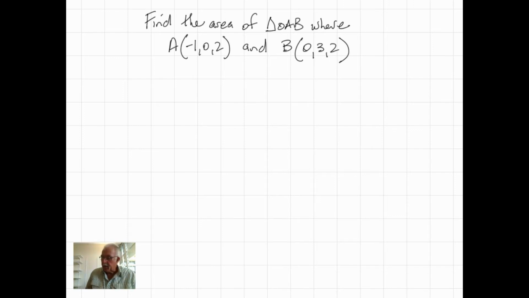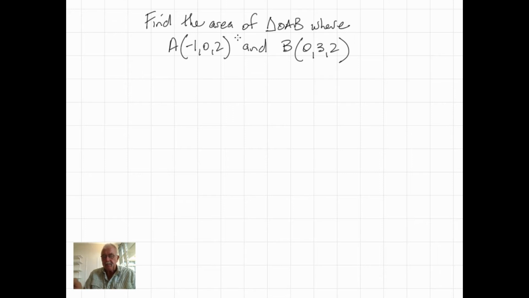Here we want to find the area of a triangle, OAB, where we've got 2 points in three-dimensional space. So point A is (-1, 0, 2), and B is at (0, 3, 2). Okay, so how do we break this question down into something that we can work with?